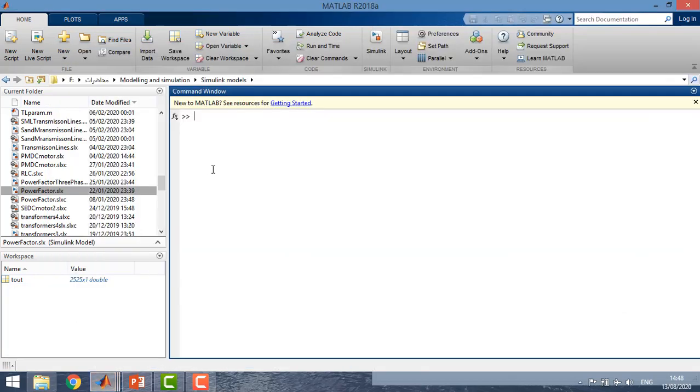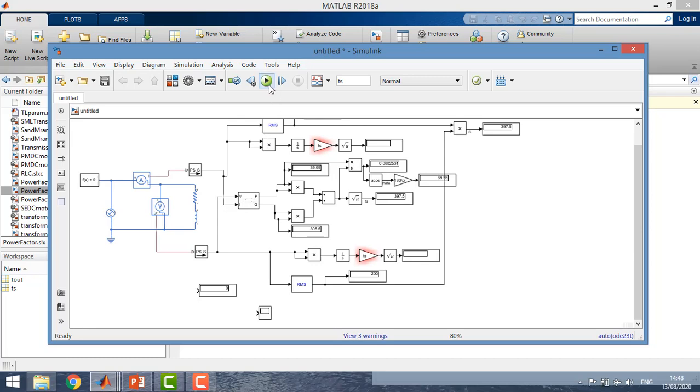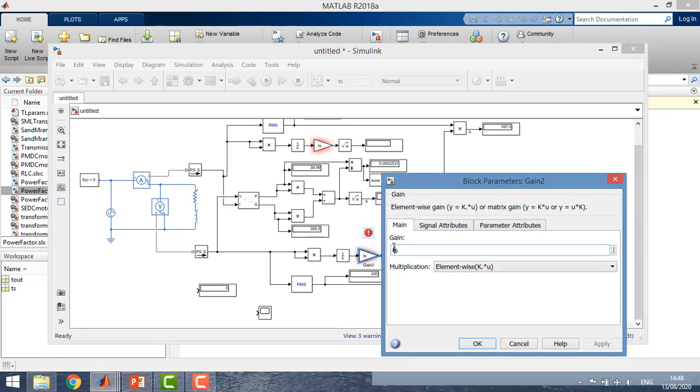Let's say that TS, simulation time, equals 1 second. Should have the parameter defined here in the workspace. Brilliant. I guess it's 1 over TS.